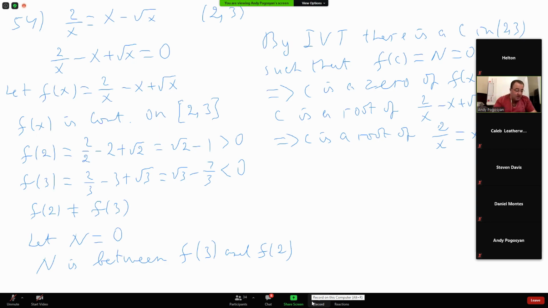Okay, try, I'll leave this one on the board. Do 56. 56 says sine x equals x squared minus x. Show that this one has a root in the interval 1, 2.